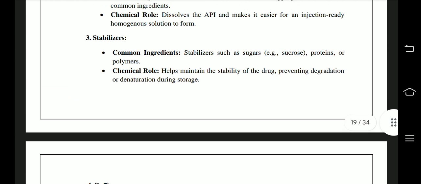Stabilizer. Common ingredients involved in stabilizers are sugars, proteins, or polymers. Chemical role: helps maintain the stability of the drug, preventing degradation.